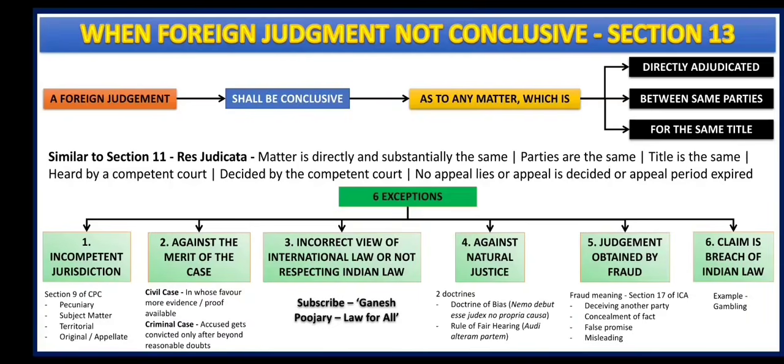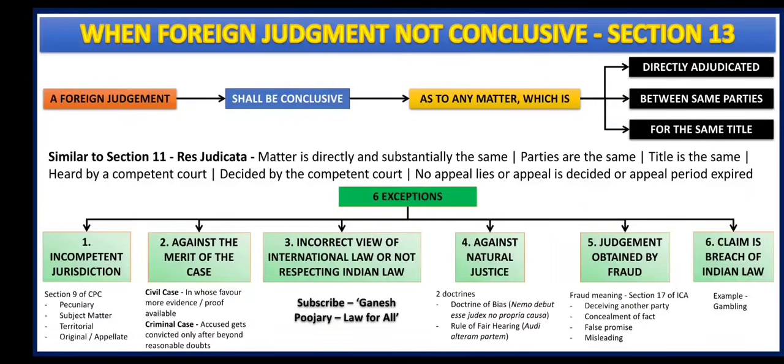And if a judgment is taken by a foreign court by such kind of fraud, in that case the judgment given by such foreign court is not conclusive. That is all about the fifth exception.